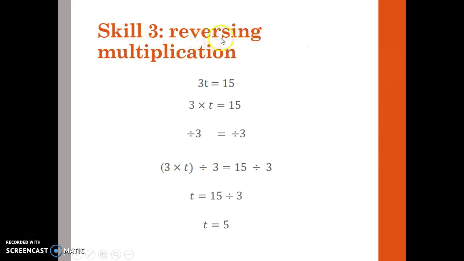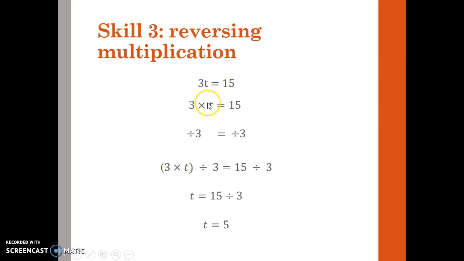The third skill is reversing multiplication. So with multiplication, again, if you look, you have a 3t equals 15. So you need to understand that 3t means 3 times t. Now, with multiplication, both numbers are involved in the multiplication. So the variable and the term. So this is times 3. So to reverse that, we have to divide by 3.